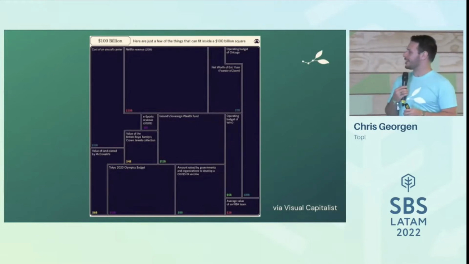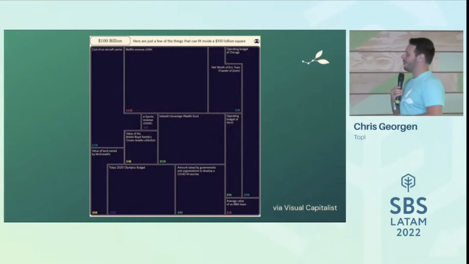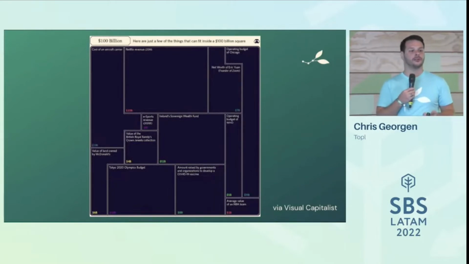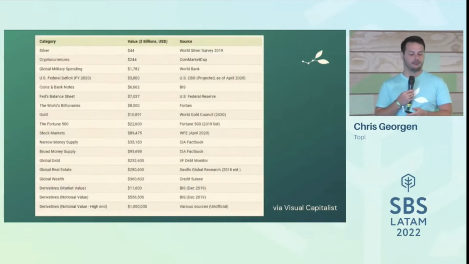What we have represented here is $100 billion. And these are really small, really random things. This giant chunk we have down in one corner was just the budget for the Tokyo Olympics. We have the city of Chicago, which is not that big of a city, taking up a big chunk of this. And that's all $100 billion. It's not that much relative to some really big financial markets, really big commodity markets that we have out there.